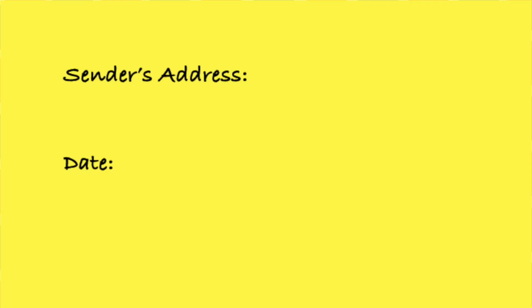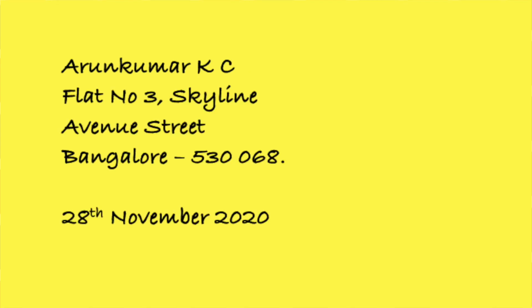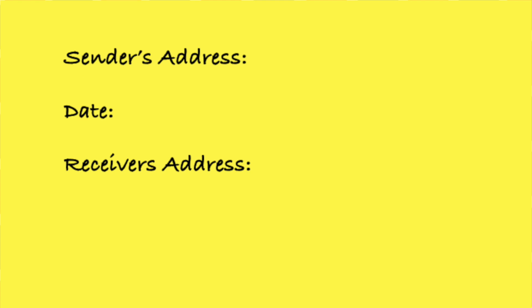Immediately after the sender's address comes the date on which the letter is written. The date should always be placed just below the sender's address with a line gap. After the sender's address, leave a blank line and place the date. Candidates, while writing the letter in the exam, can follow any of the formats to write the date: date, month, year or month, date, year. Then leave a blank line and write the receiver's address.